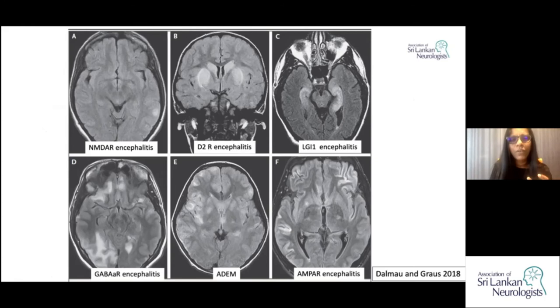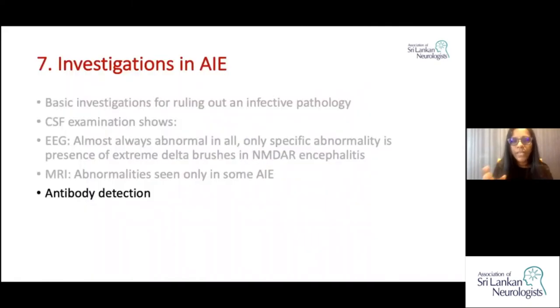So we'll have a look at a few of these. Here, in NMDAR encephalitis, I mentioned it's very subtle abnormalities that you see, whereas in LGI1 antibody disease, which causes limbic encephalitis, you can see this very specific change. If you have D2R receptor encephalitis, they have mainly basal ganglia changes, and here florid changes in GABA-A receptor encephalitis. I've put ADAM as well just to compare. And also in some of them, you can have diffuse cortical MRI changes. So the role of imaging should be taken together with the clinical condition.